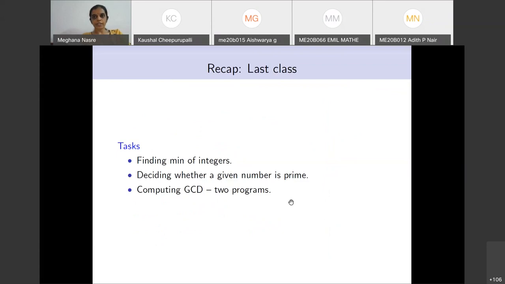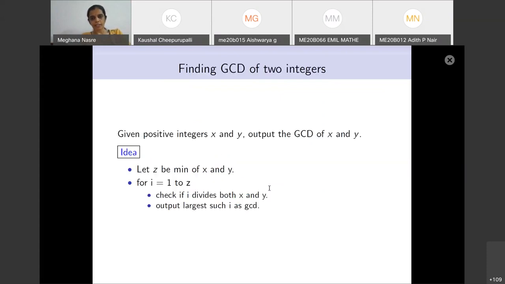And finally, towards the end of the class, we were looking at this problem, which is computing the GCD of two integers. Those are given to us, and these are positive integers. So I'm going to spend a little bit of time today again looking at that problem, going to the REPL and executing that, because I felt it was a little rushed towards the end of the class yesterday.